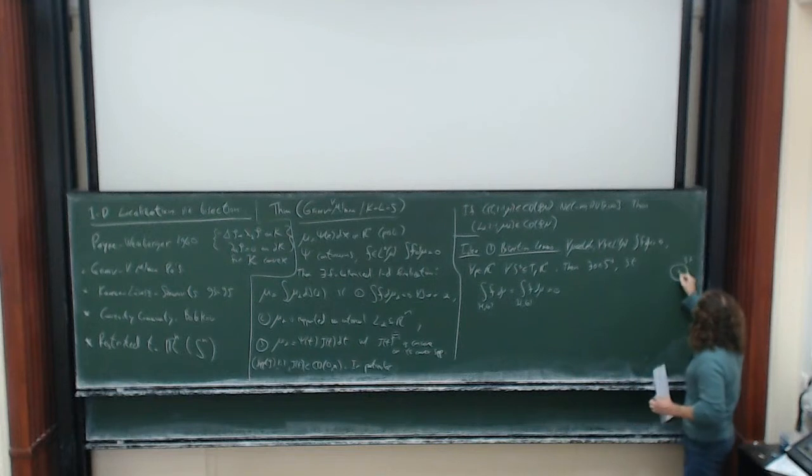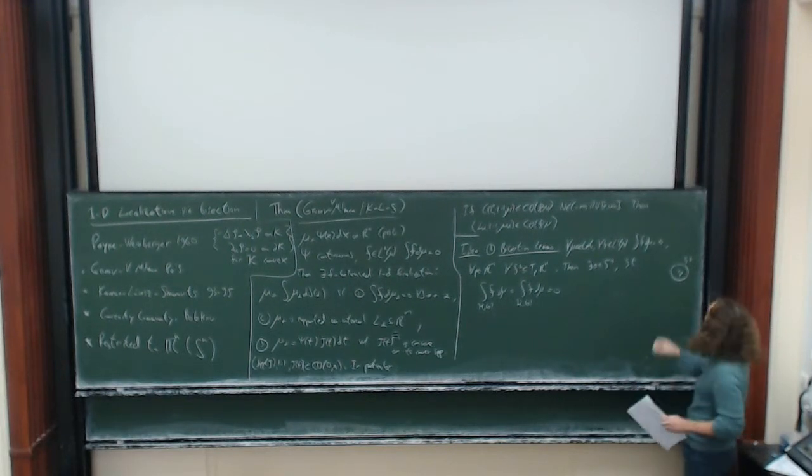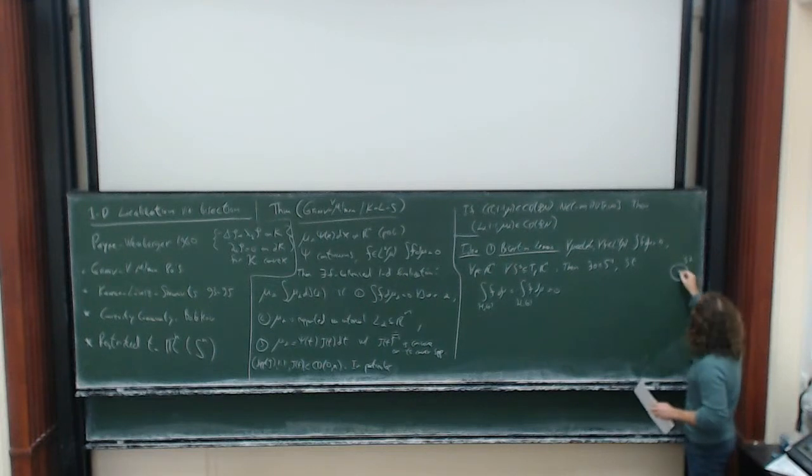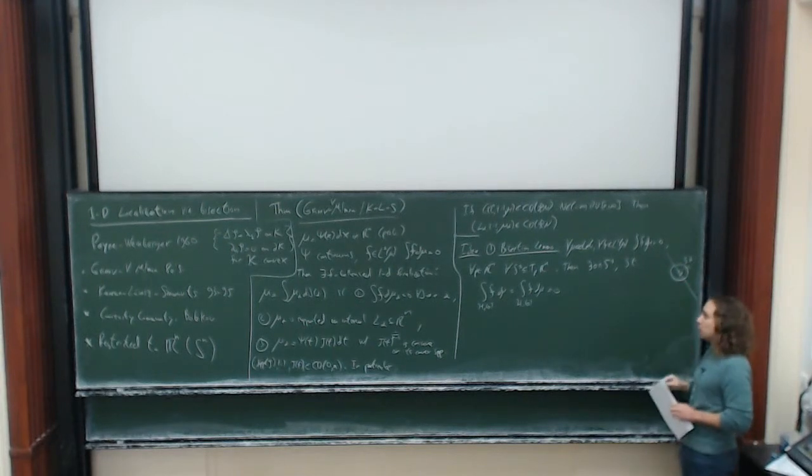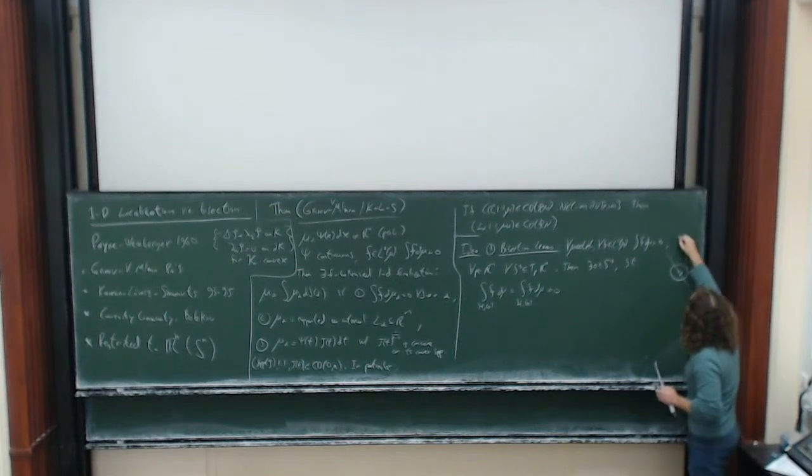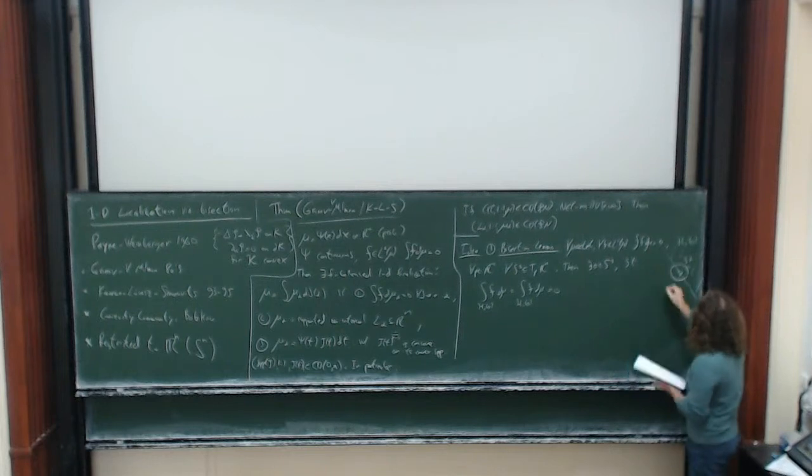So this is my point P. I'm in Rn, and someone gives me this S1. Theta is a direction here, and H theta would be the hyperplane orthogonal to theta, and H plus would be this half, and H minus would be the other half.